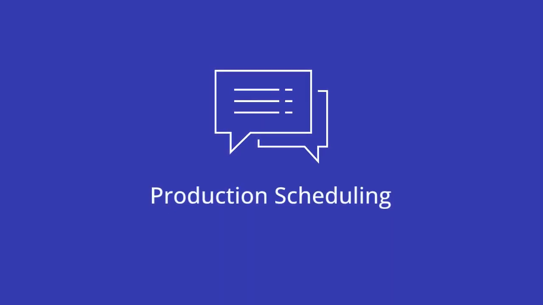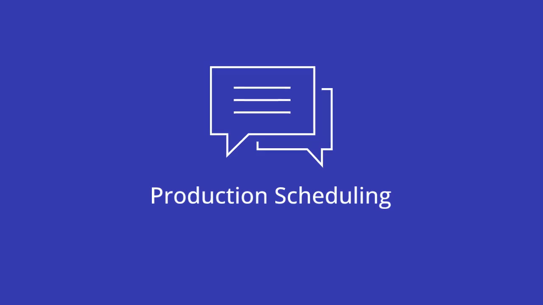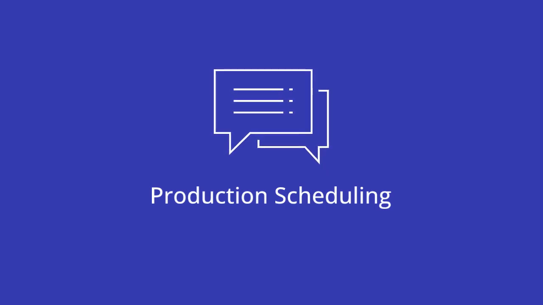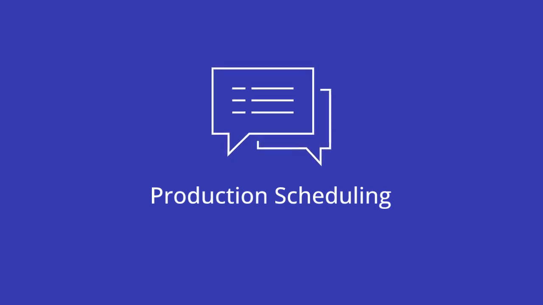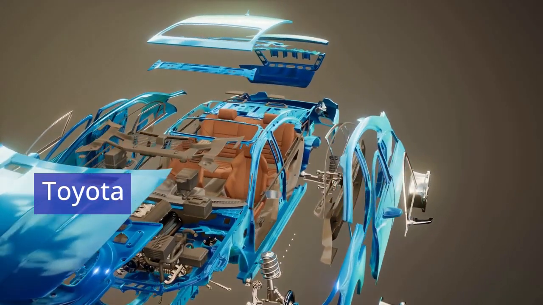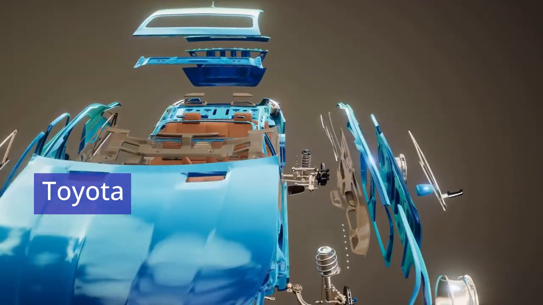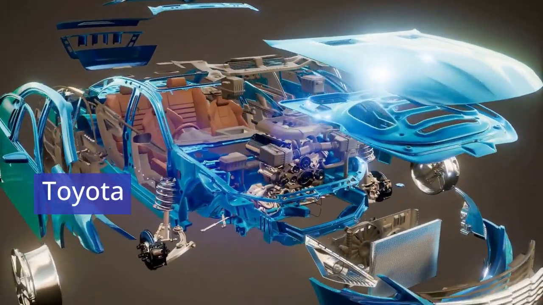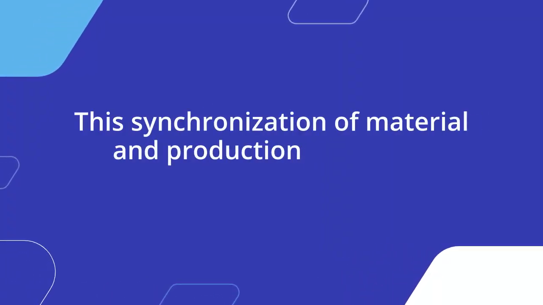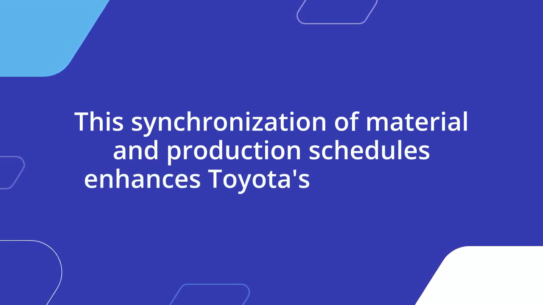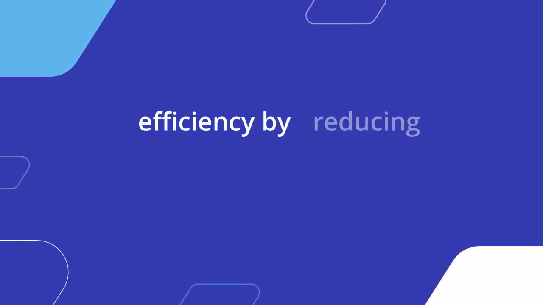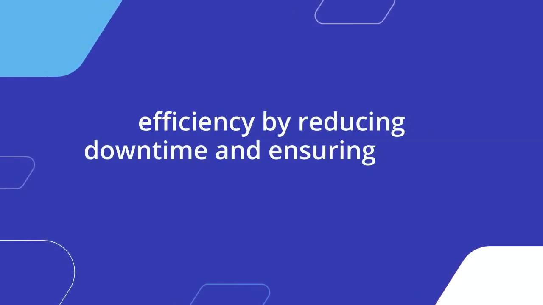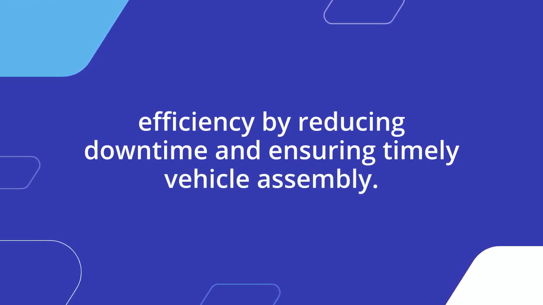In addition to managing materials, MRP integrates with production scheduling to ensure that manufacturing processes align with material availability. Toyota leverages MRP to schedule its vehicle production based on the availability of essential components and customer orders. This synchronization of material and production schedules enhances Toyota's operational efficiency by reducing downtime and ensuring timely vehicle assembly.